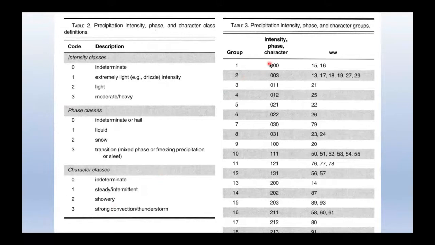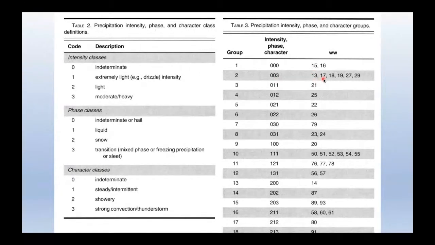And then when you considered the various combinations that existed of these three different categories, you could get these groups where, for example, all of these codes right here, 13, 17, 18, 19, 20, and 29, all imply indeterminate intensity, indeterminate phase, but clearly associated with strong convection or thunderstorm. Well, what might that be? 13 is distant lightning.